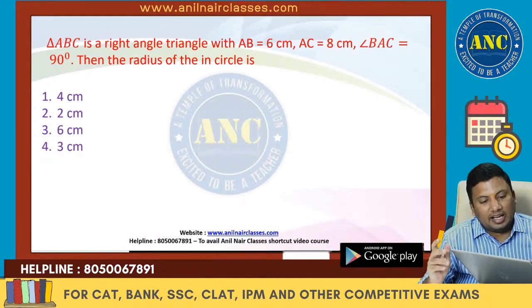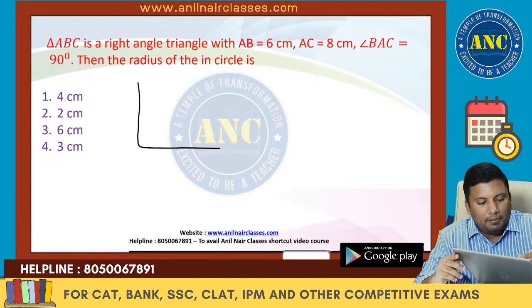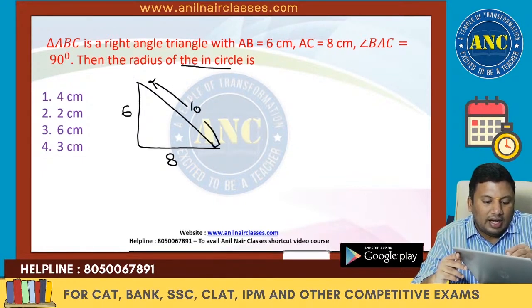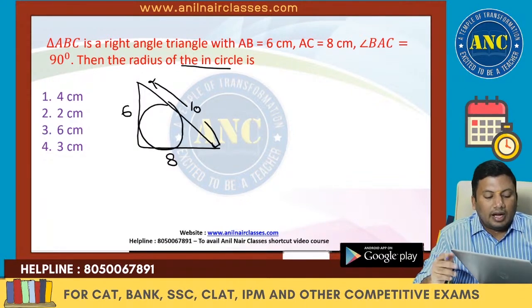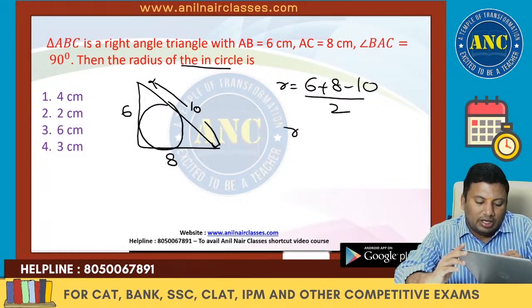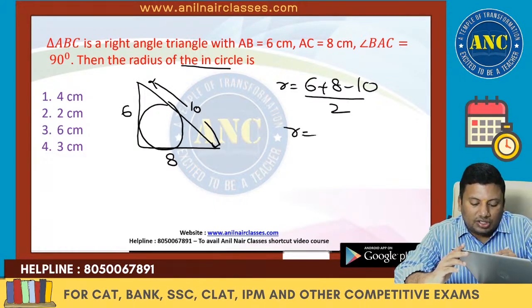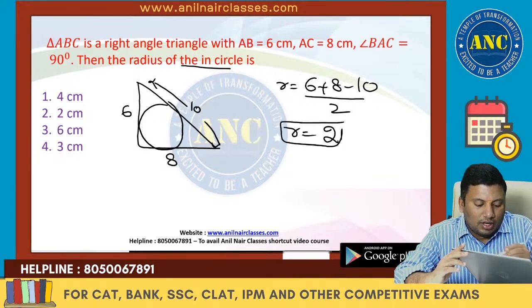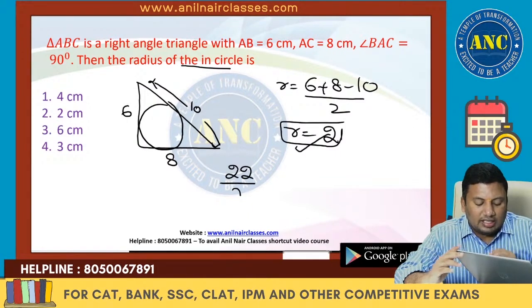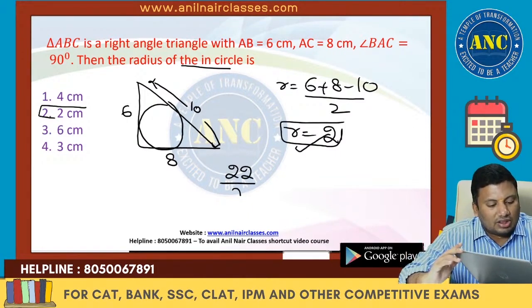ABC is a right angled triangle. These sides are 6, 8 and 10. Radius of incircle. The inradius is nothing but semi-perimeter minus hypotenuse by 2. 14 minus 10, 4 by 2, it is 2. The radius is given as 2, so the answer is 2.